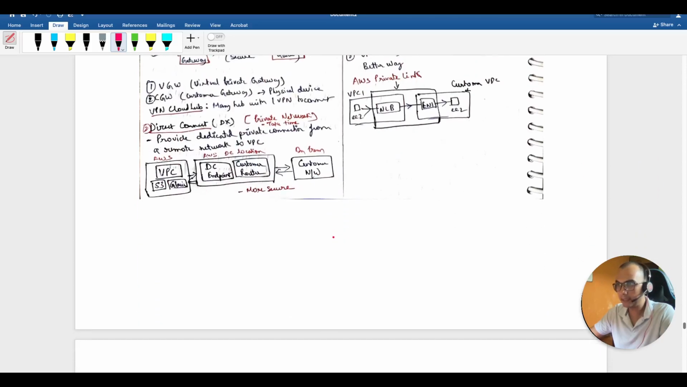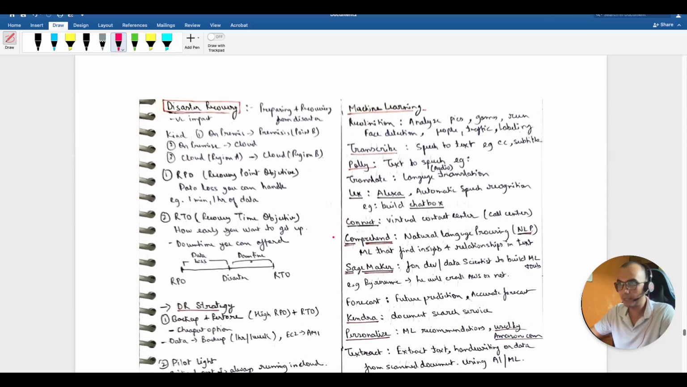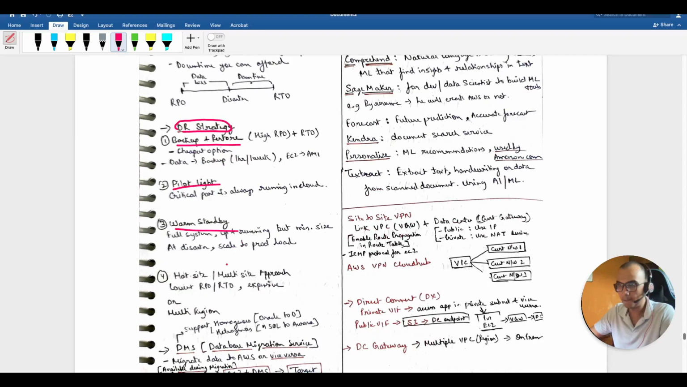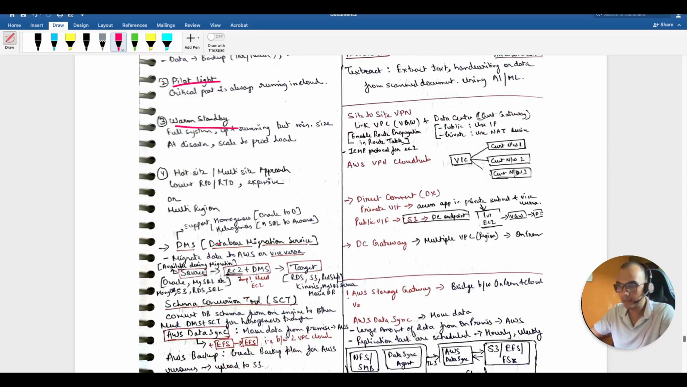Then the Transit Gateway. After that, disaster recovery. This is very important: what is backup and restore, and the disaster recovery strategies. You can expect one question out of this part, like pilot light, warm standby. And Database Migration Service.